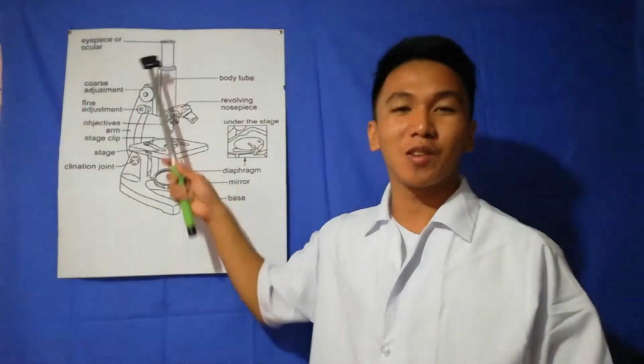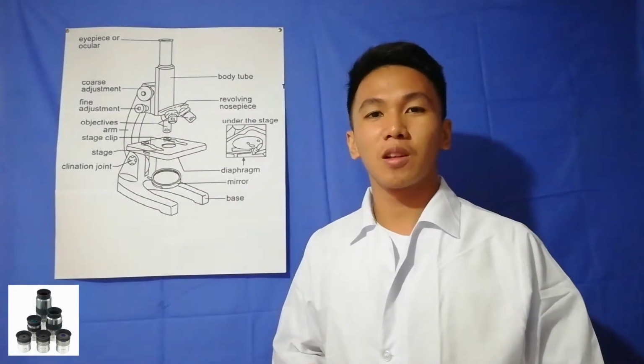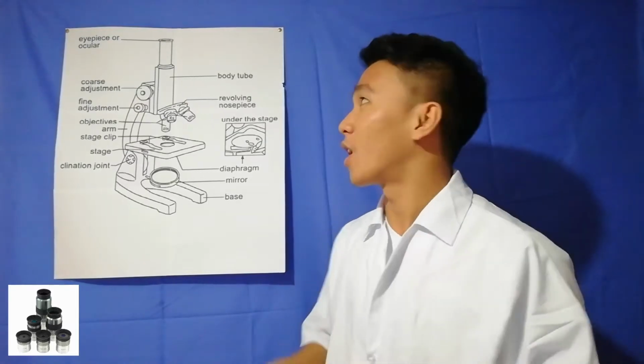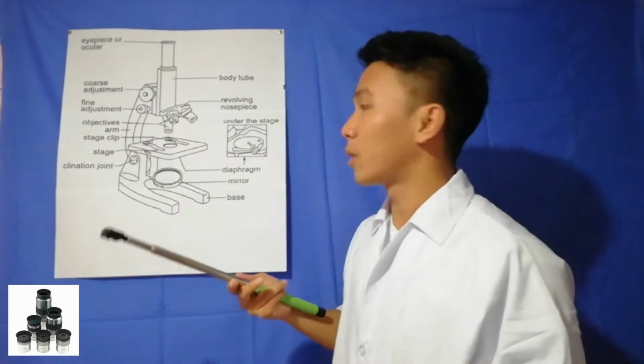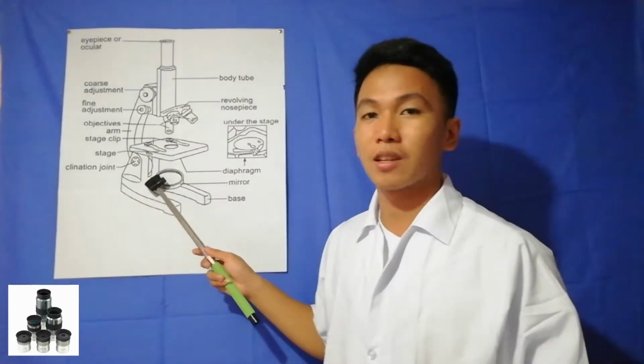Okay, let's start. So the first is the eyepiece or the ocular. It is where you will observe in the microscope. So a lens is located here for you to be able to magnify the object. Next is the body tube. It holds the eyepiece or the ocular.